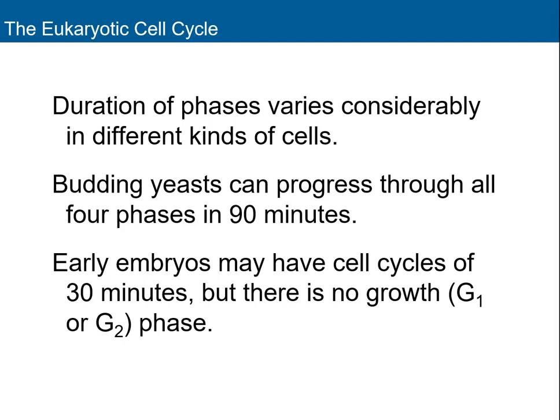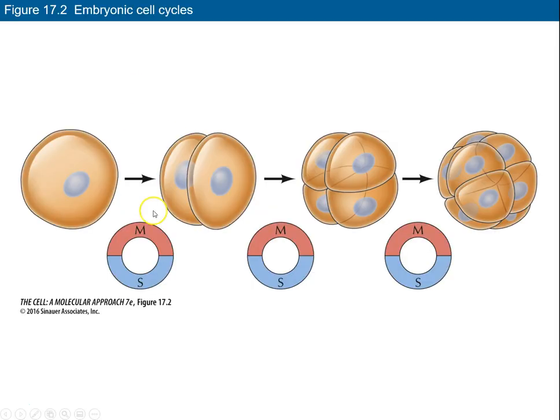All right. Well, let's talk just a little bit about timing. So it says the duration of the phases will vary considerably depending on what type of cell you're talking about. So budding yeast can progress through the cell cycle in 90 minutes, okay? Early embryos have cell cycles of 30 minutes, and there's actually no G1 or G2 phase. Why? In early embryos, what's there a lot of going on? Just proliferation, right? So the cells just need to rapidly divide, and so those G1 and G2 phases are basically gone or shortened a lot. And so that's what this is showing you, that there's basically only M phase and S phase, because basically all these cells are doing is dividing, okay?